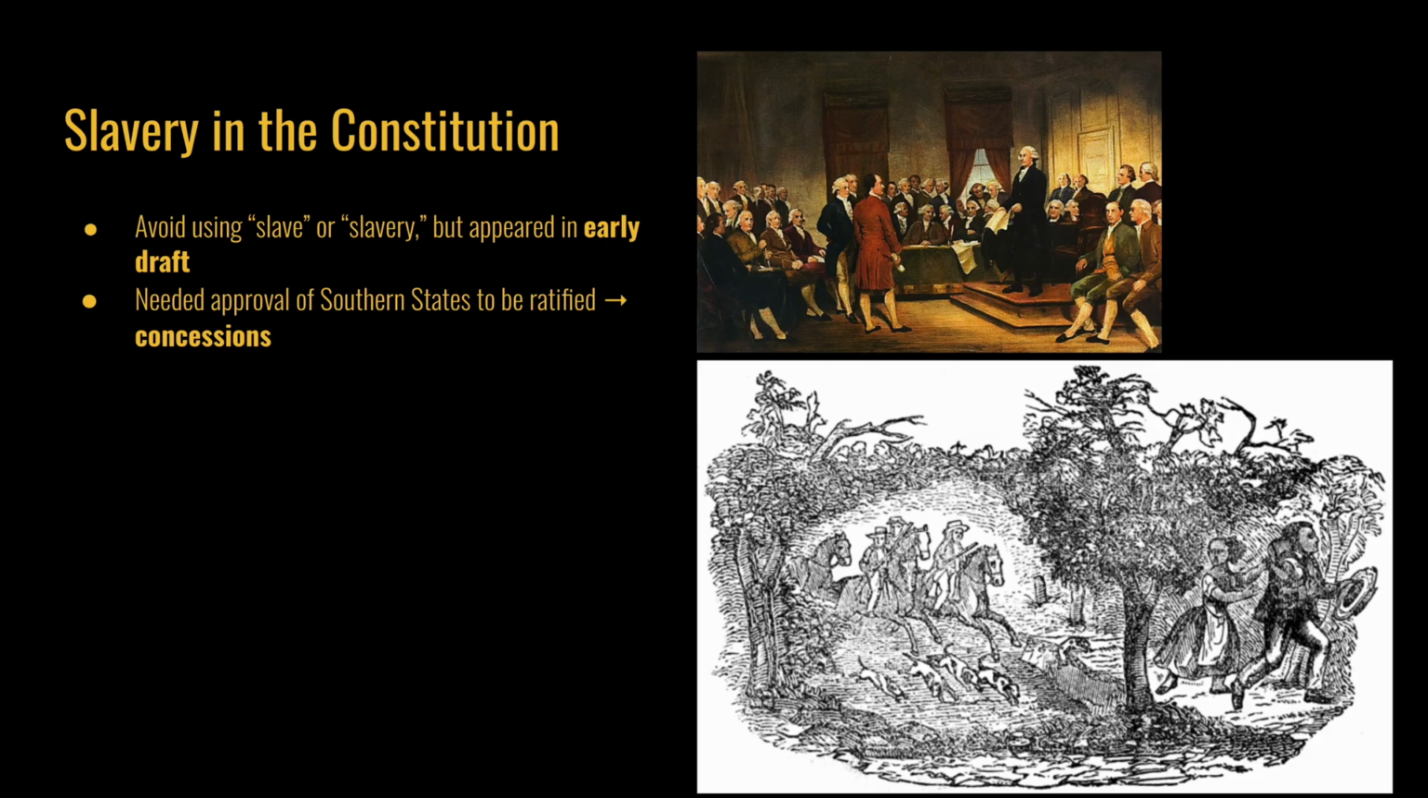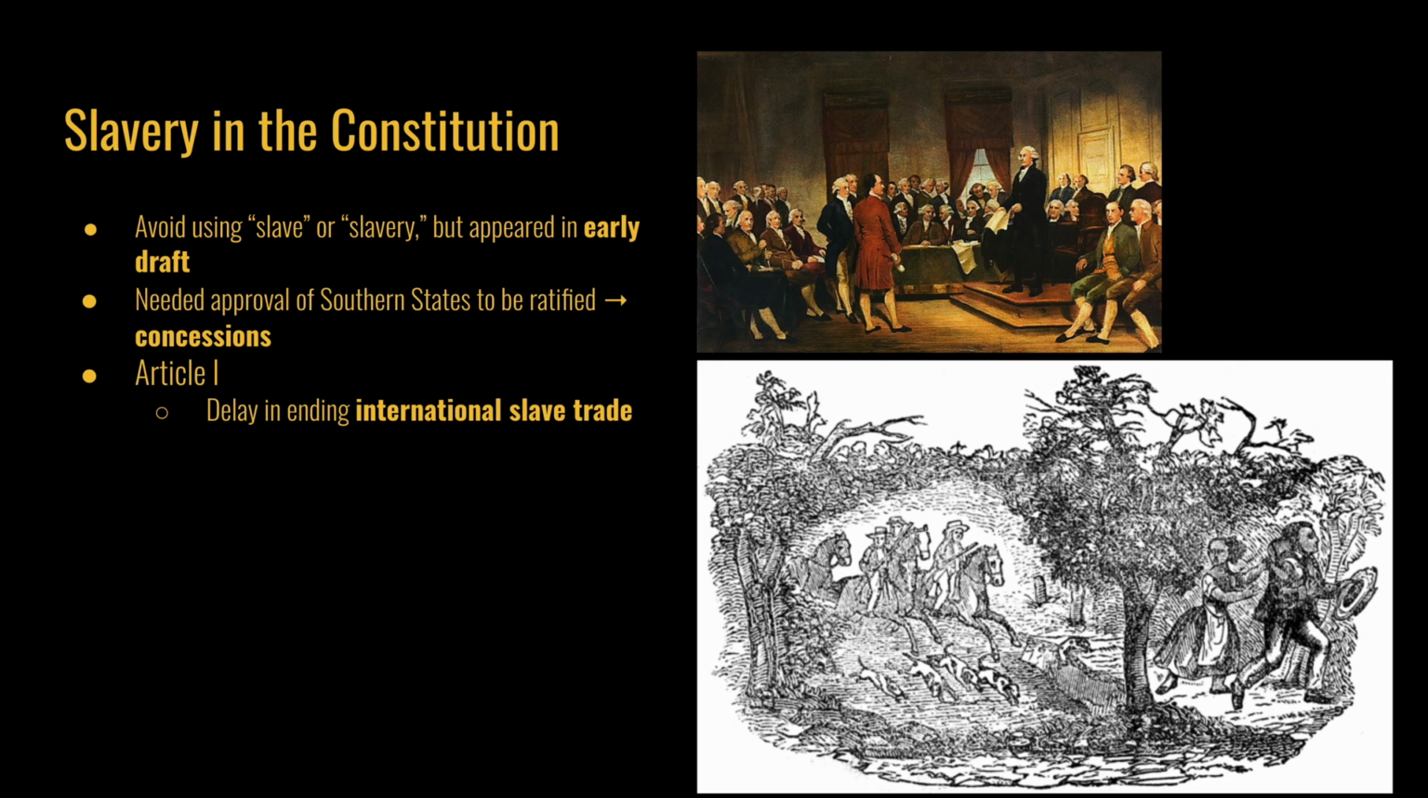There are three main instances where slavery appears in the Constitution. Two of them are in Article 1. The first is the delay in ending the international slave trade, allowing 20 more years of importing enslaved people in the United States before it could be banned in 1808. During these 20 years, more than 200,000 enslaved people were imported into the United States.